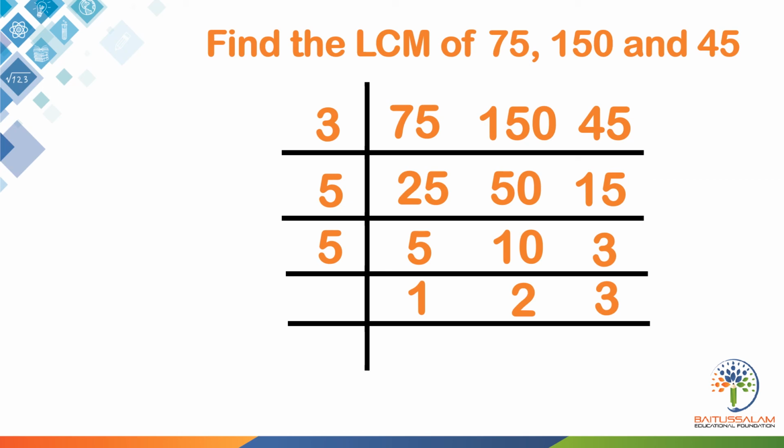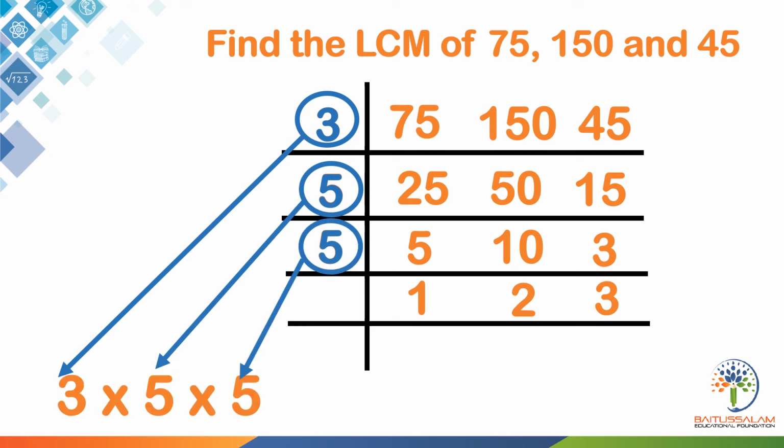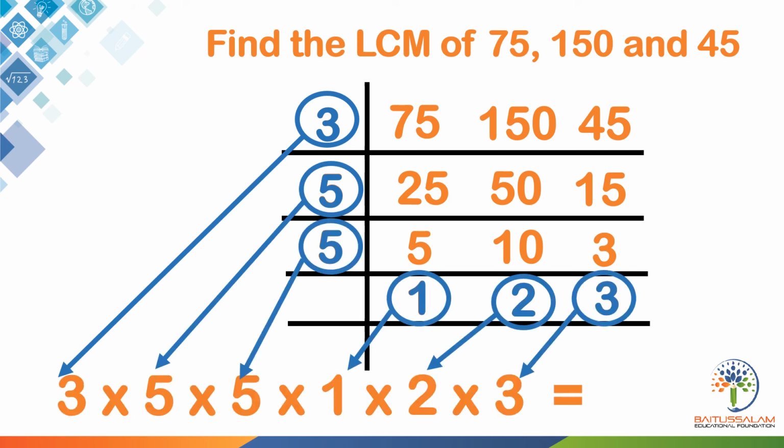Finally, to find the LCM, multiply the prime factors you have, 3, 5 and 5 in this case, with the remaining numbers 1, 2 and 3. The answer is 450.